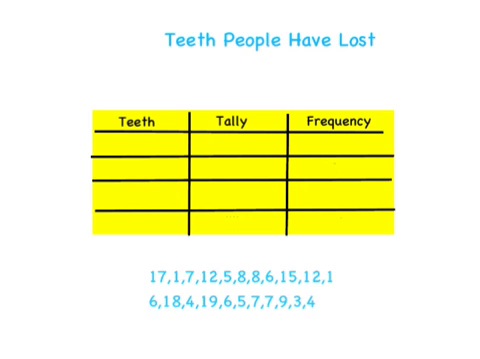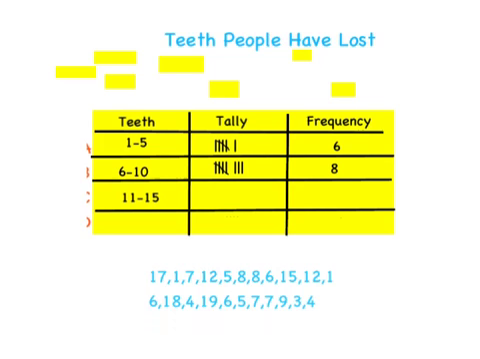Now let's try making a frequency table. Let's start with the first row. You start by counting all the numbers between 1 and 5. We tallied 6, so we wrote 6 in the third column. Do this for each of the rows. So in the second row, 6 through 10, we tallied 8, so that's what we put in the last column. In the third row, we did 11 through 15. We tallied 3, so we put that in the last column.